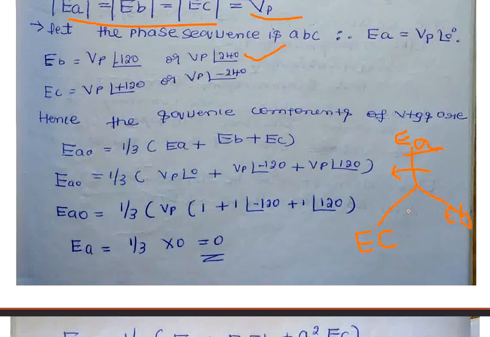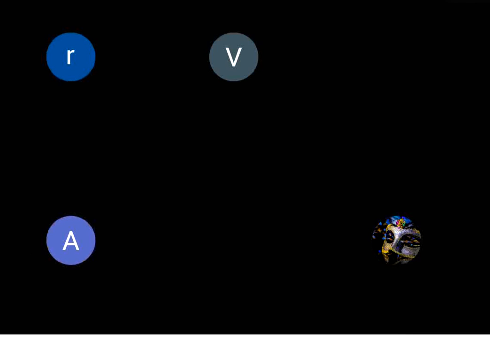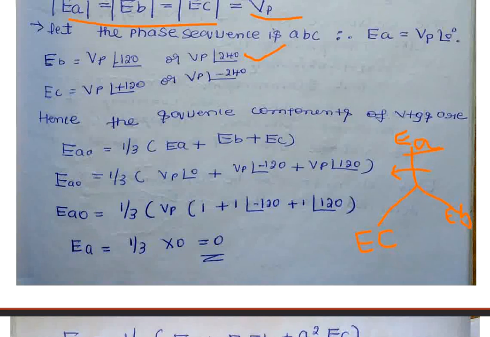Now, similarly relate EC. How will you write EC in terms of EA? EC equals A into VP, or you can write A into EA also. What is A? It is 1 at an angle of 120 degrees. So EC equals VP at an angle of 120 degrees.